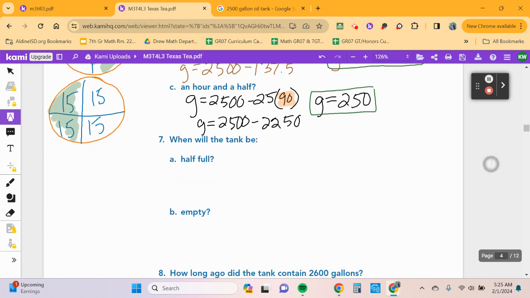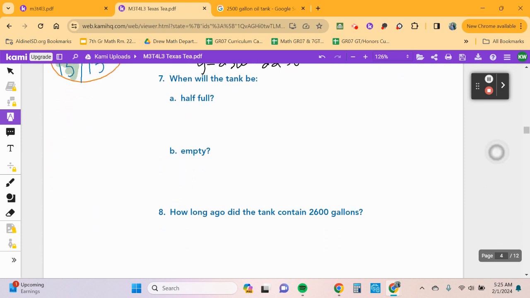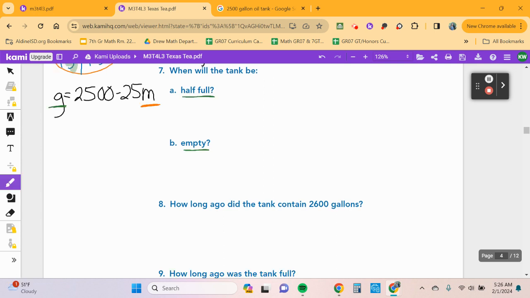Alrighty, your 10 seconds are up. Let's move on to number 7. When will the tank be half full and when will it be empty? Now, for this problem, it is similar to what you just did. However, pay attention to the information they're giving you. This time, they're giving you the amount of oil that's left in the tank. So they're giving you the G. So think about half full.